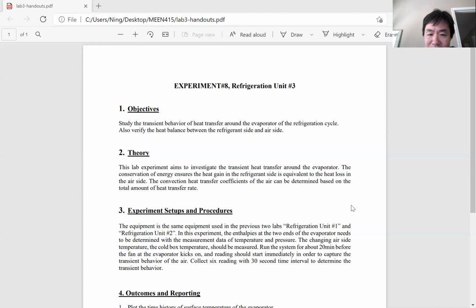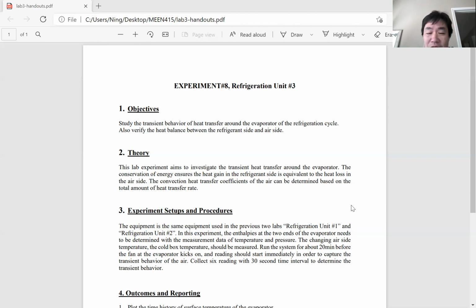So in this lab, the other purpose is to investigate the transient behavior of the heat transfer around the evaporator. Okay, so it is a transient process for the cold box. Think about the cold box before the fan kicks on, before the evaporator starts the heat transfer. The cold box is at ambient room temperature, right? Then when the fan kicks on and the heat transfer starts, it's a changing process for cooling this cold box. Okay, it's a transient process. So I think this is the only lab where we will study the transient behavior.